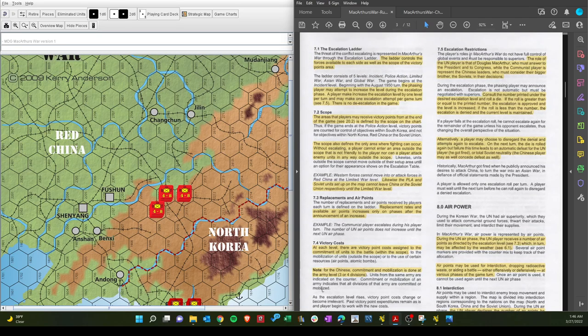Escalation restrictions. No, this is the kicker here. I found it very interesting. To escalate, you have to request it, and then you have to consult the number printed on the desire and roll a die. If the roll is greater than or equal to the printed number, it's approved. If the roll is less than, it is denied and the current level is maintained.